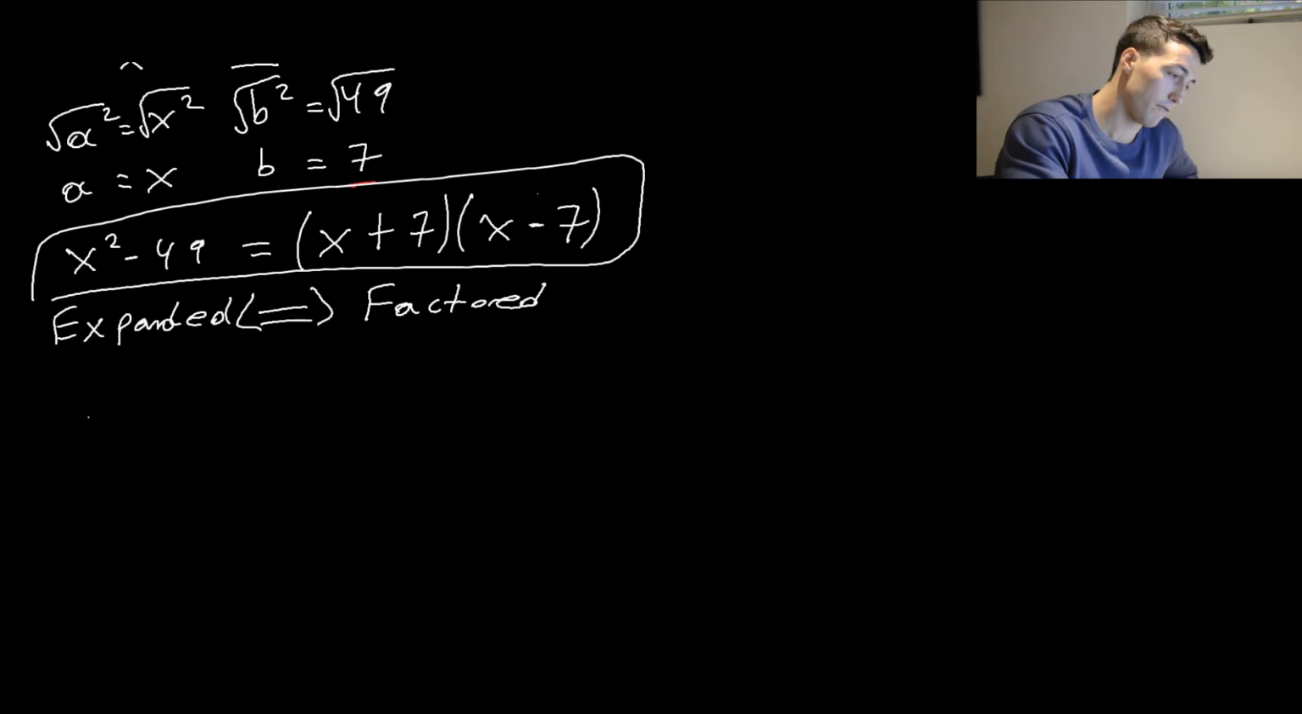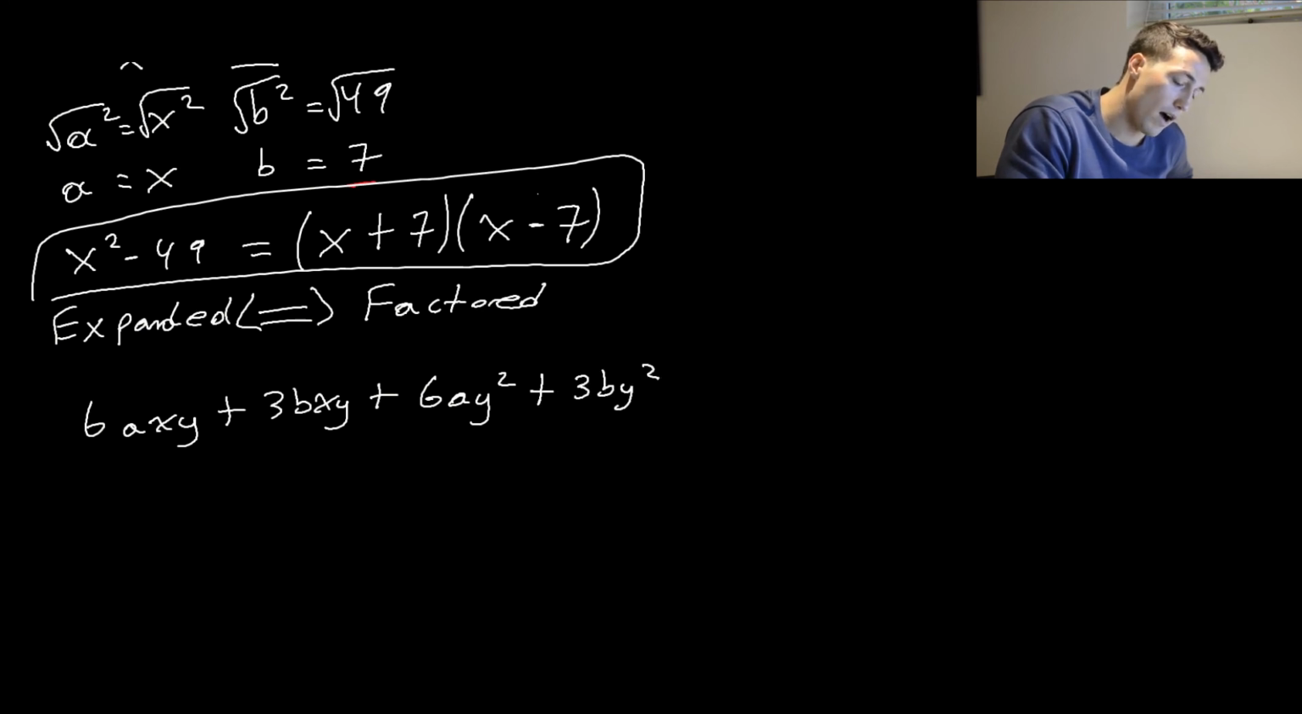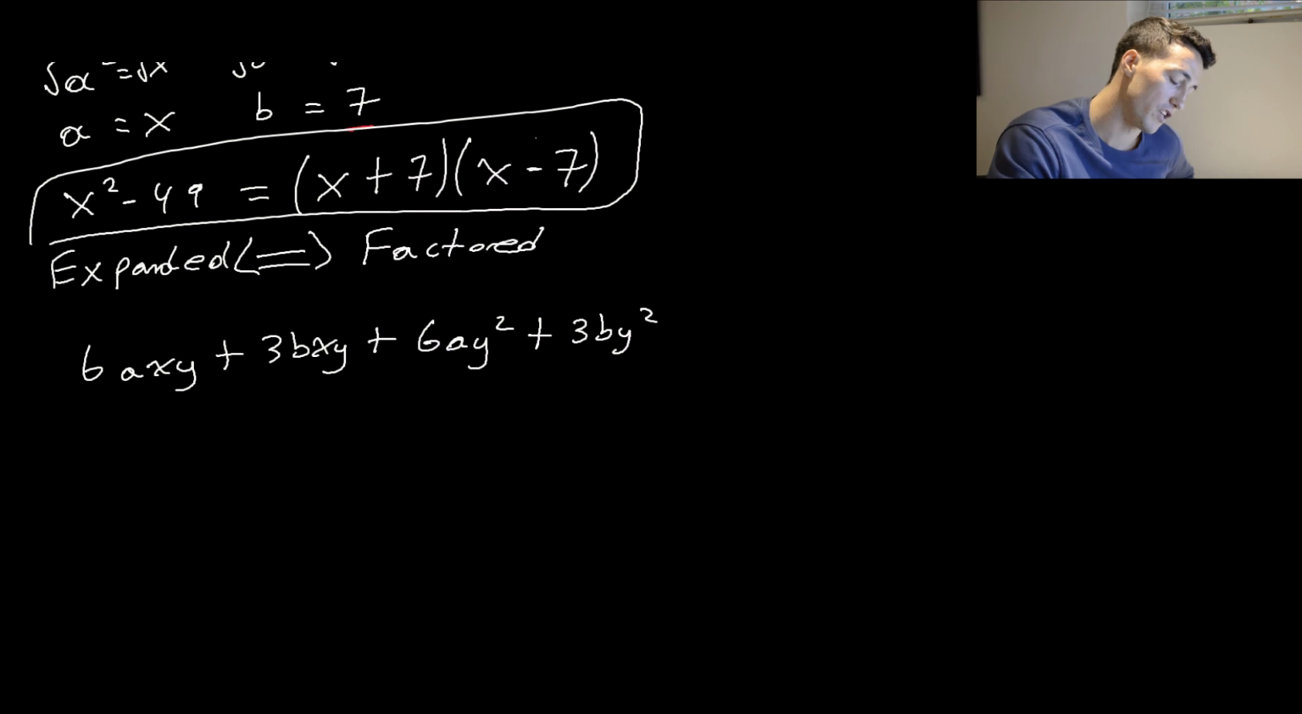So our first example is going to be 6axy plus 3bxy plus 6ay squared plus 3by squared. Okay, so if we look at this, the first strategy we usually go with is greatest common factor. So we see if there are any factors that could be factored out that are common to each of these.